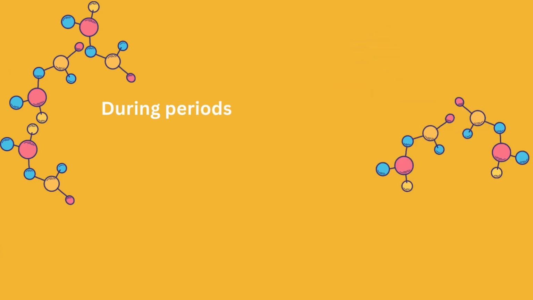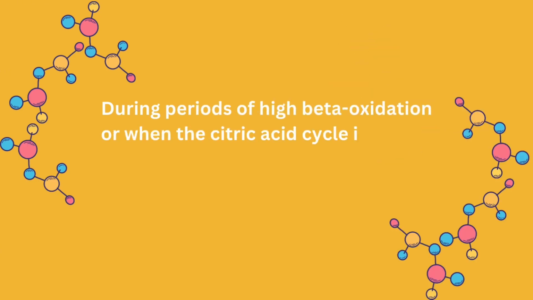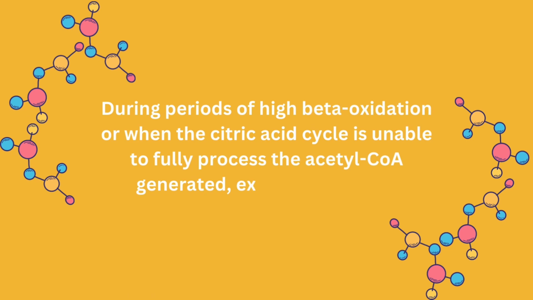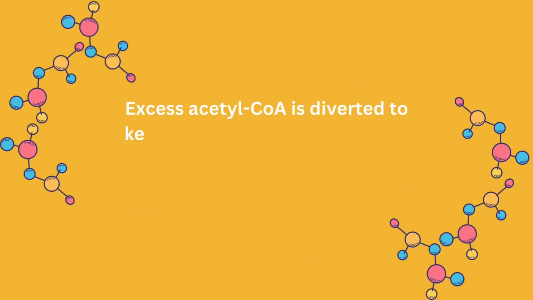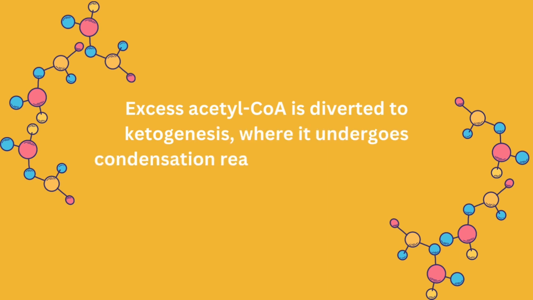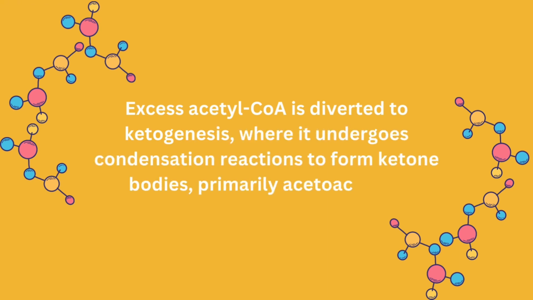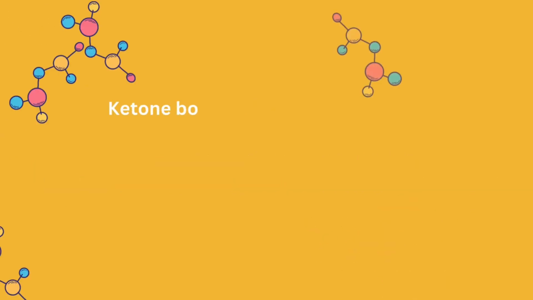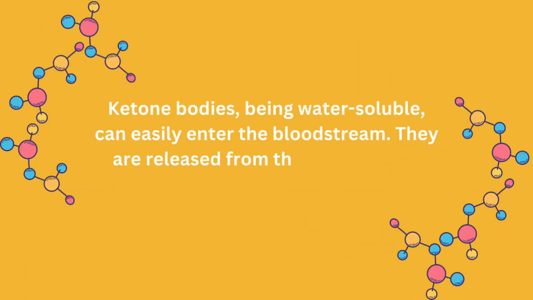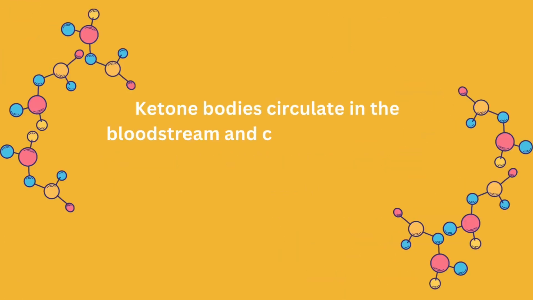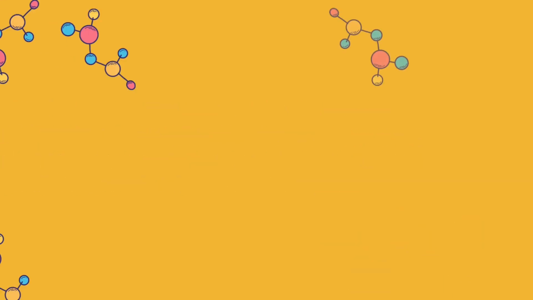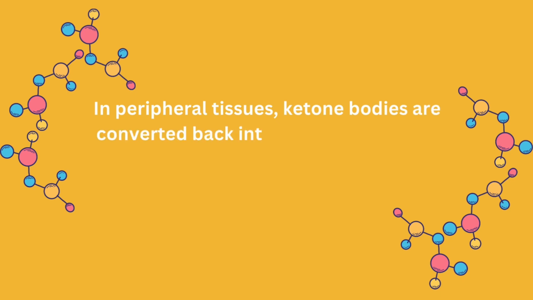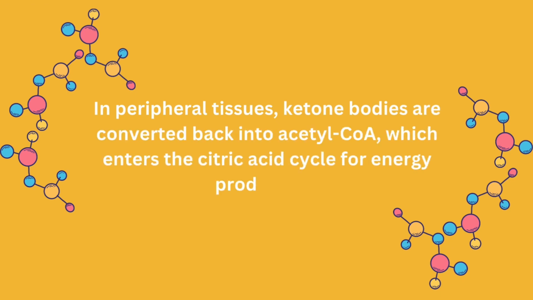Ketogenesis. During period of high beta oxidation or when the citric acid cycle is unable to fully process the acetyl-CoA generated, excess acetyl-CoA accumulates. Excess acetyl-CoA is diverted to ketogenesis where it undergoes condensation reaction to form ketone bodies, primarily acetoacetate. Ketone bodies being water-soluble can easily enter the bloodstream. They are released from liver into the circulation. Ketone bodies circulate in the bloodstream and can be taken up by the extrahepatic tissue such as the brain, heart, and skeletal muscle. In peripheral tissue, ketone bodies are converted back into acetyl-CoA, which enters the citric acid cycle for energy production.